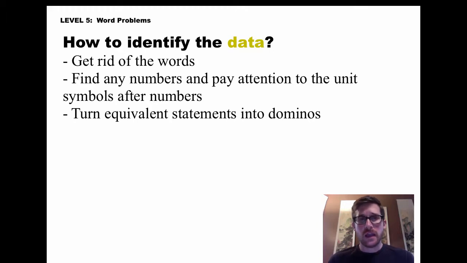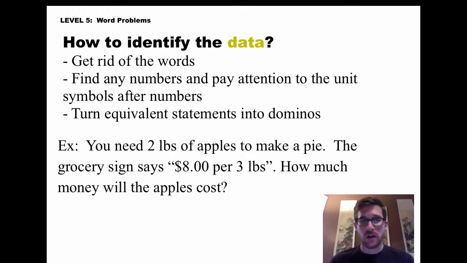And then finally, if you have an equivalent statement, and I'll show you what that looks like in a second, you want to turn that into a domino. So here's our original question. You need 2 pounds of apples to make a pie. So that 2 pounds of apples has some numbers, right? It has the 2, and we have units of pounds. So make sure that is something you want to pluck out for the data here.